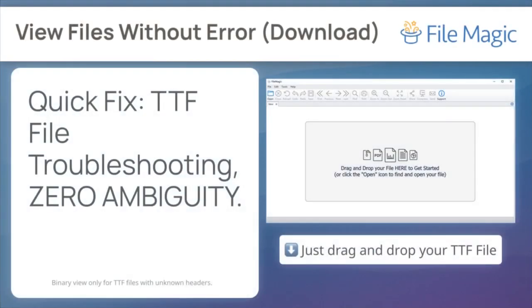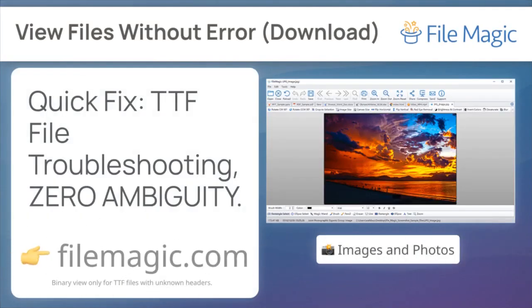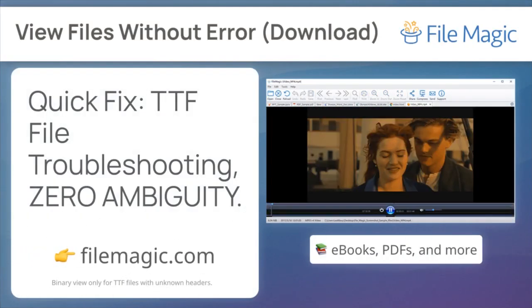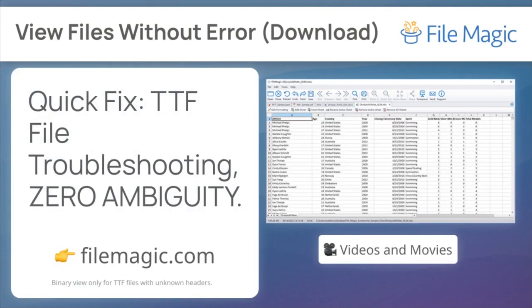When you still fail to open the file, you've hit a genuine format barrier. Your solution is a dedicated tool like FileMagick, which uses advanced inspection techniques to access files that stump common applications.